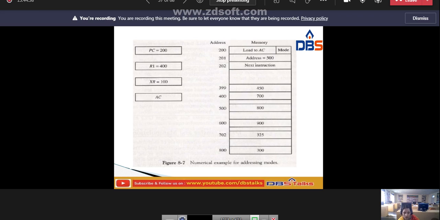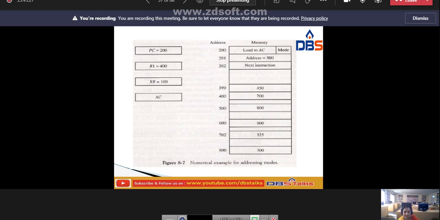So, in the register mode, the operand is in R1, 400, and it is loaded into the accumulator. In the register indirect mode, the effective address is 400, which equals the content of R1, and the operand loaded into the accumulator is 700. The auto increment mode is the same as the register indirect mode, except that R1 is incremented to 401 after the execution of the instruction. The auto decrement mode decrements R1 to 399 prior to the execution of the instruction. The operand loaded into the accumulator is now 450.